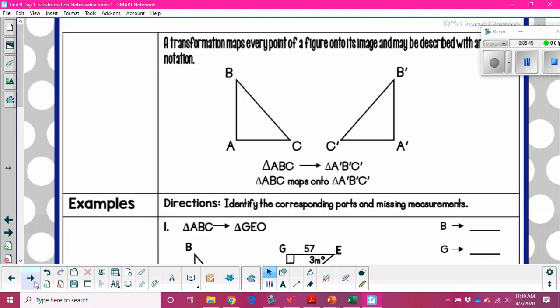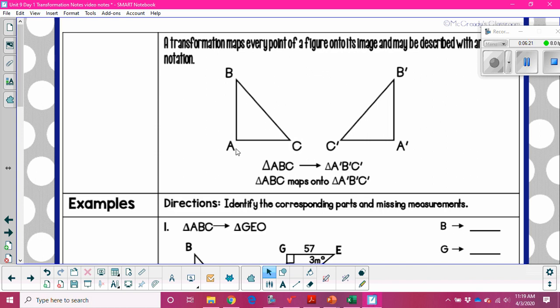So a transformation maps every point of a figure onto its image and may be described with arrow notation, which is this right here. Okay, so this is saying triangle ABC, right here on the left, maps onto this triangle over here. Now if you notice, this triangle has these little apostrophes. We read that as prime. So triangle ABC maps onto triangle A prime, B prime, C prime. And the prime is the image of its pre-image.